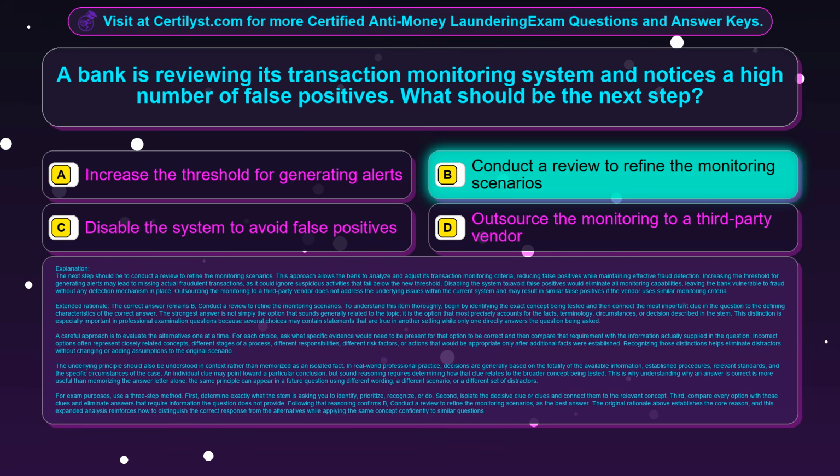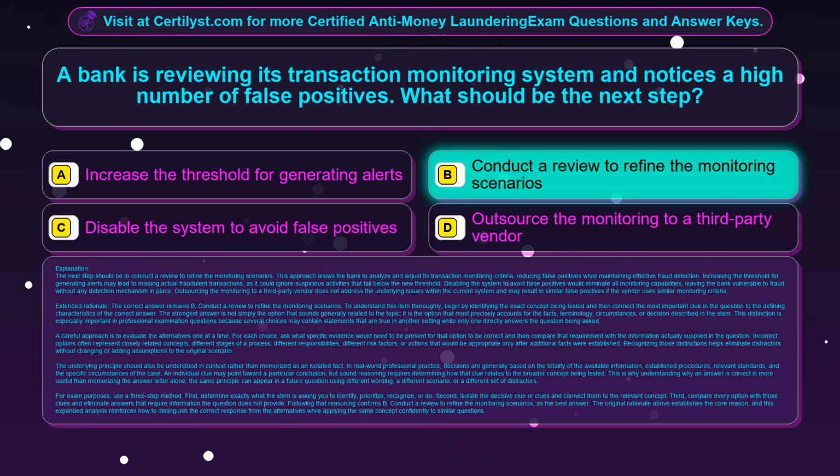This distinction is especially important in professional examination questions because several choices may contain statements that are true in another setting while only one directly answers the question being asked. A careful approach is to evaluate the alternatives one at a time. For each choice, ask what specific evidence would need to be present for that option to be correct and then compare that requirement with the information actually supplied in the question.